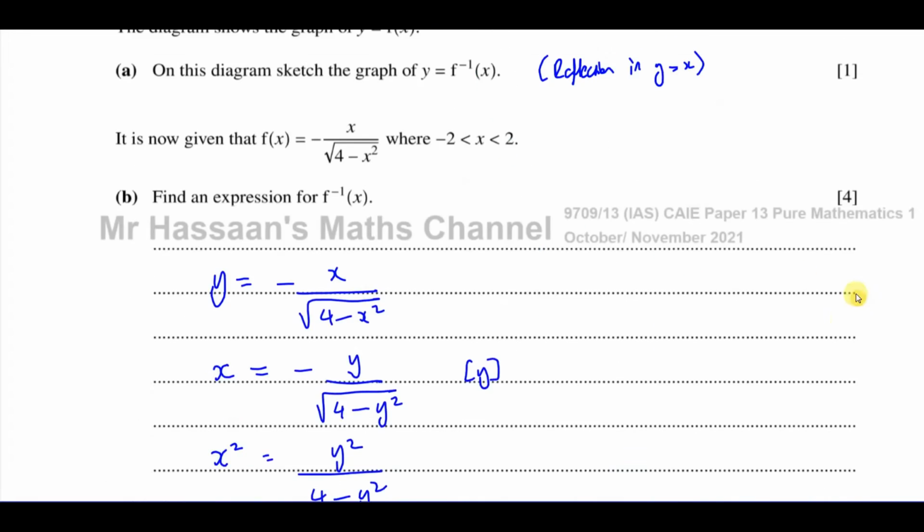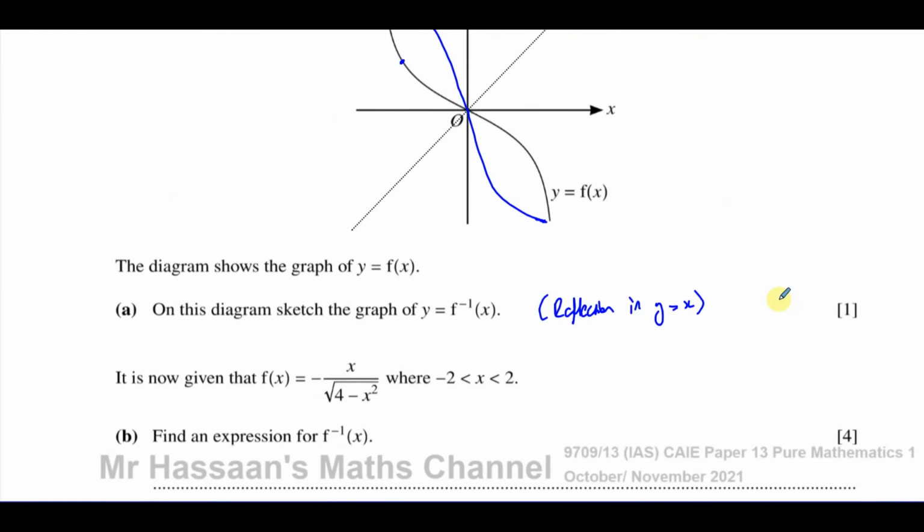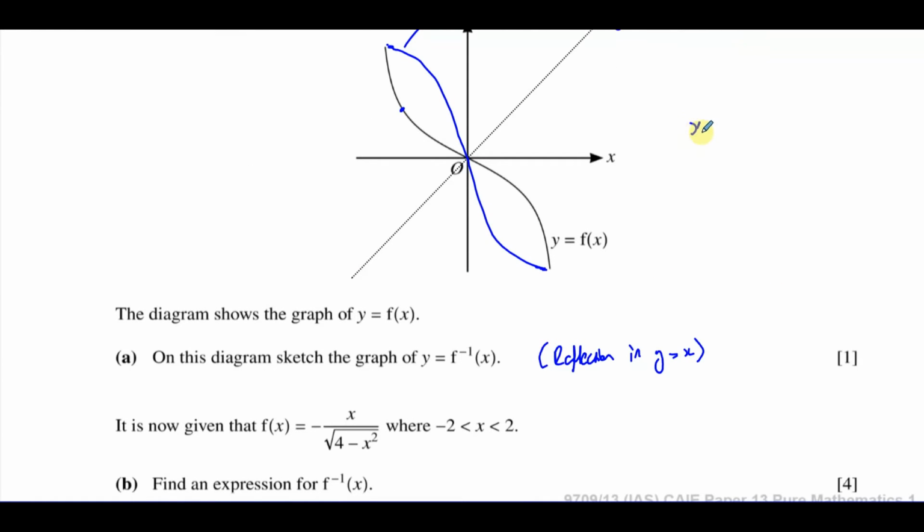Alright, alternatively, we could choose a value of x. We can say, for example, when x equals 1, let's see what the original function gives us. We say f(1) is going to be negative 1 over, that's going to be 4 minus 1, which is 3, root 3. Okay, we've got to choose a value in this domain, which is 1. If I choose 0, it won't help, because it's going to give us 0, and it won't help us because the inverse function also goes through the same point, so it doesn't really help us there.